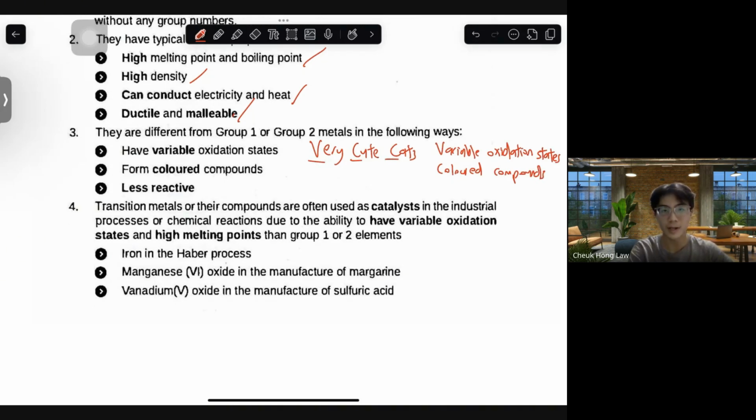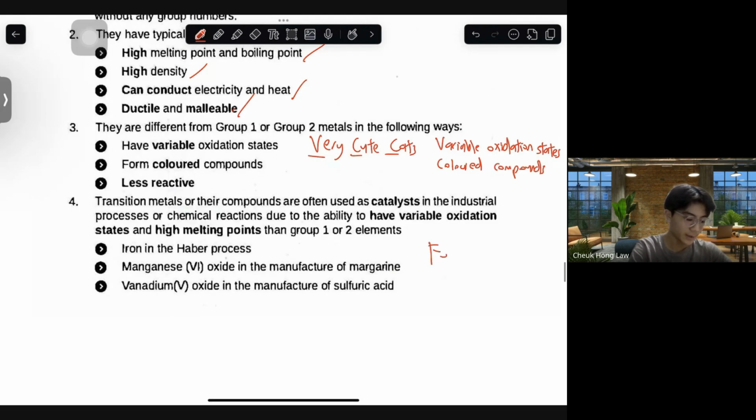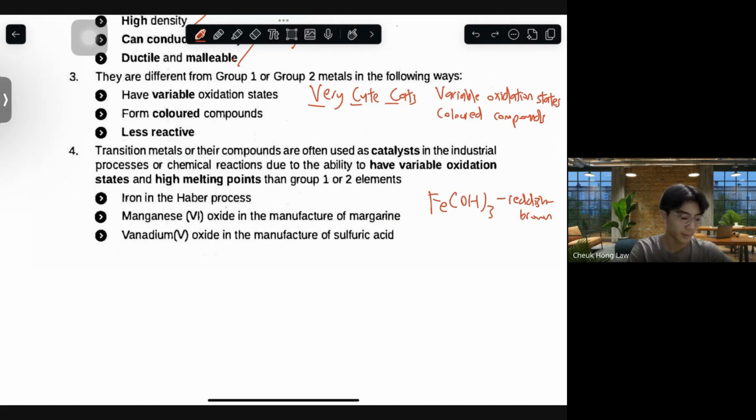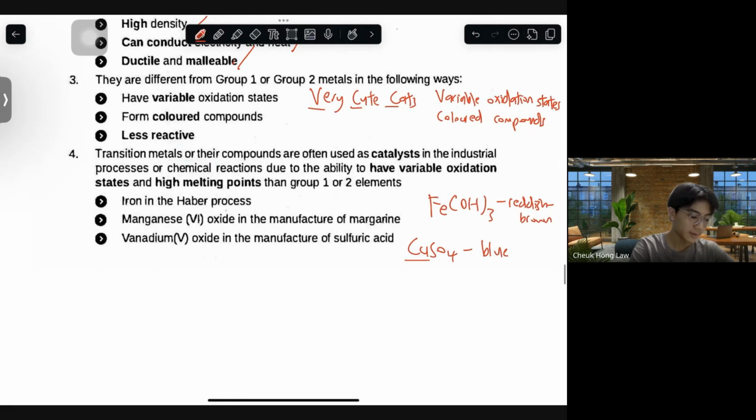What are some examples of the colored compounds that they form? For example, iron 3 hydroxide is reddish brown. Iron is a transition metal, and the compound it formed, iron 3 hydroxide, is a reddish brown compound. CuSO4 is blue, and copper is your transition metal. So you get the idea, they form colored compounds. And the last one is they are good at being catalysts. Catalysts are basically substances that speed up a reaction.